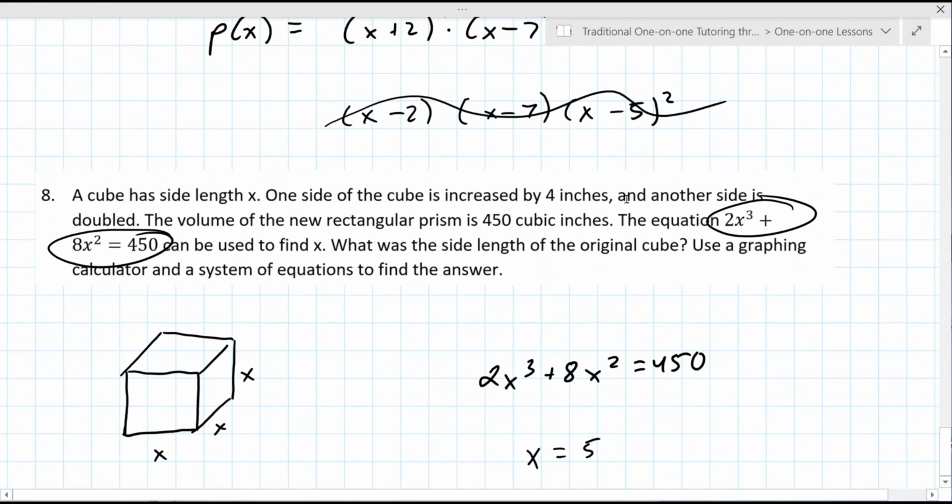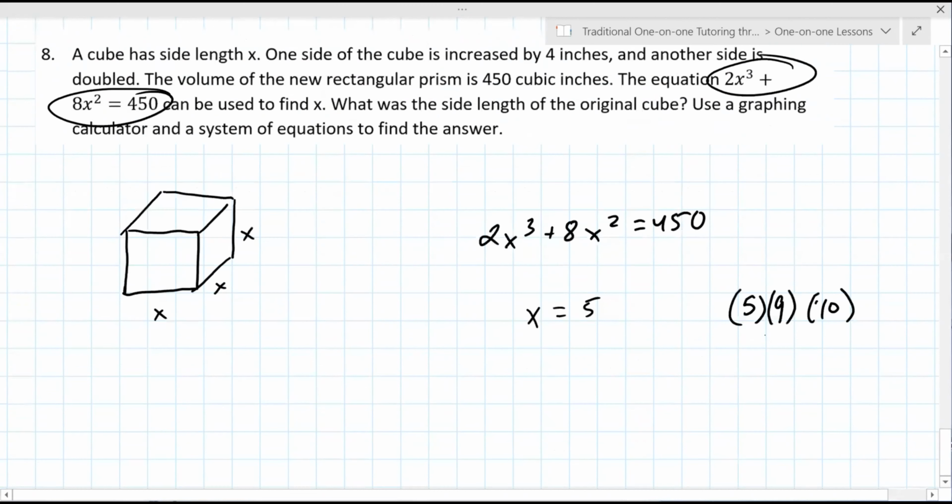It says that another side of the cube is increased by 4 inches to give you 9. So then the other side would be 5 times 9. Another side is doubled, so that's 10. Does that equal 450? Yeah, that does. What was the side length of the original cube? So I think it's just the x value.